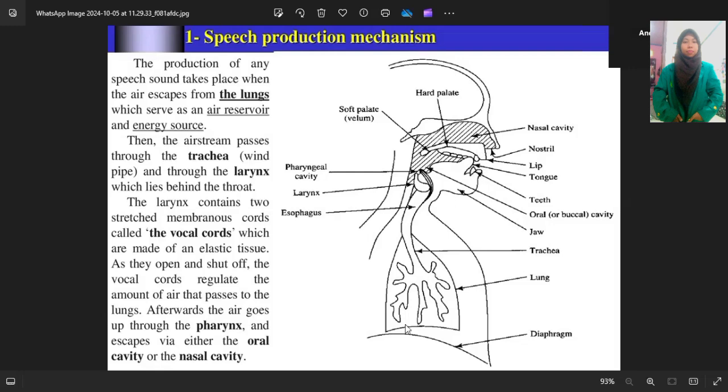So the first is the air of the sounds from the lungs here. After that, it goes to the trachea here, and continues to this part that's called the larynx, and after that it comes out from the nose or from the mouth, producing the sounds that we use. So that's all from my presentation.